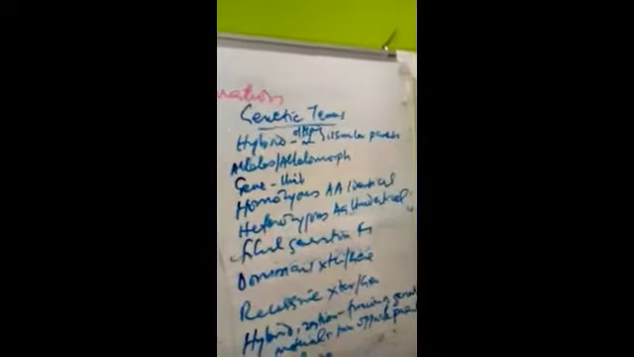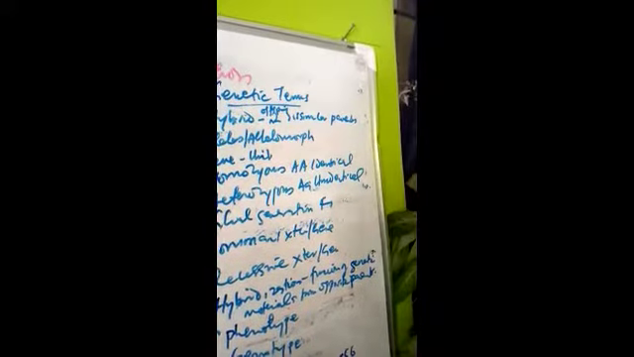Genetic terms. Hybrid: simply the offspring of two different, dissimilar parents. That's a hybrid. Now, allelomorph: a pair of genes that stay on the same locus on a chromosome and control a pair of contrasting characters.